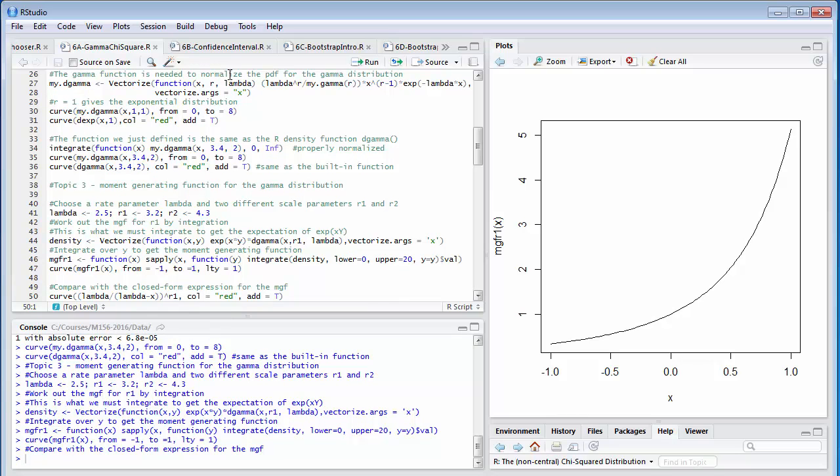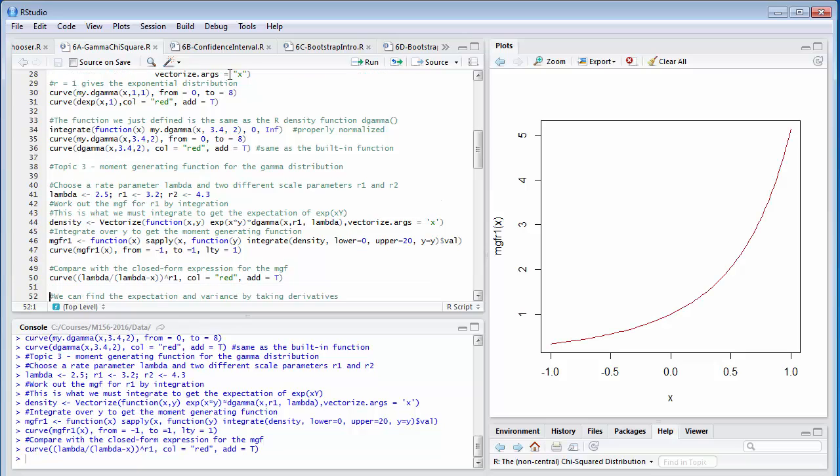In fact, this integral can be done analytically, and the result's very simple. It's lambda over lambda minus x raised to the r1 power, and if I plot that, I get the same thing.